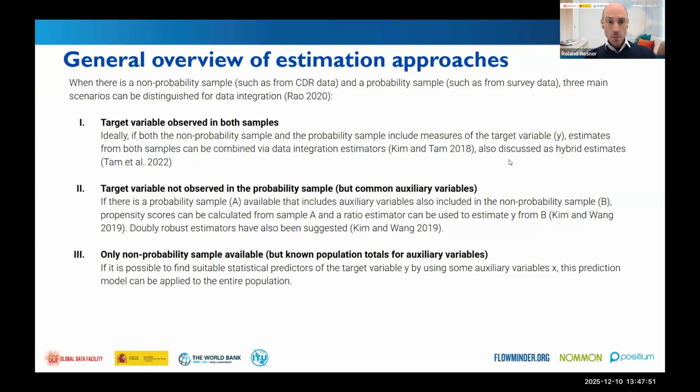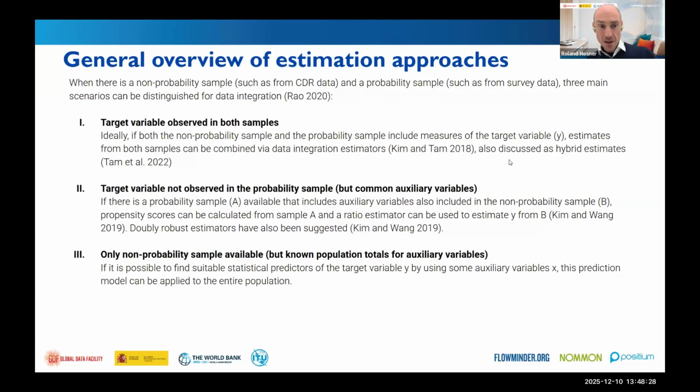But what if you don't have that? What if your target variable is not observed in a probability sample, so it's not in the survey, you only have it in a mobile phone data set? This can work if you have common auxiliary variables, common variables X, that you can see as predictors. But these need to be both available in the probability sample and the non-probability sample. Then you can work with propensity scores and estimate your target statistic y from the non-probability samples.